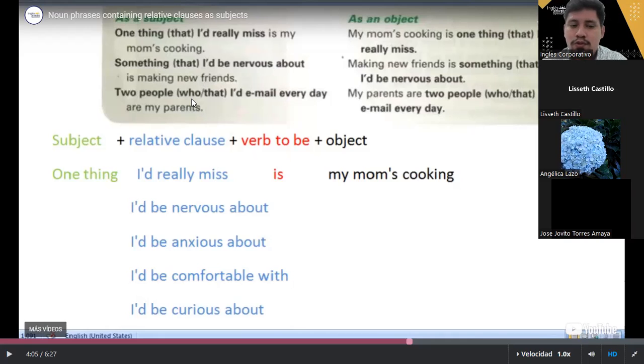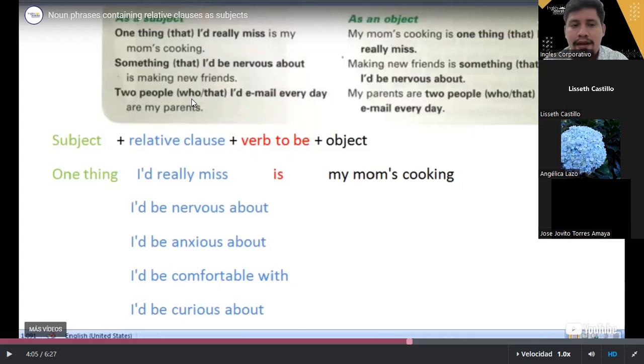Cuando nosotros hacemos uso también de estas cláusulas relativas, debemos tener en cuenta que dentro de la cláusula relativa no se encuentra el verbo principal. ¿Sí? Una oración de este tipo puede funcionar sin una cláusula relativa. ¿Sí? Nosotros podemos utilizarla sin una cláusula relativa. Sin embargo, el sentido de esta oración no estaría complementado por la información que nosotros estamos brindando.